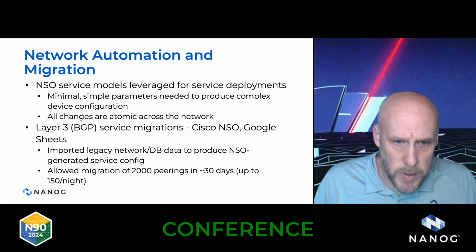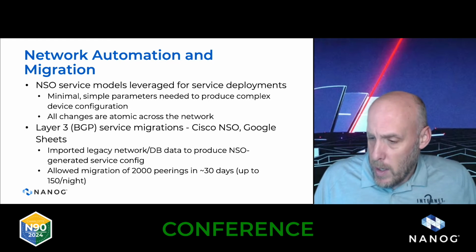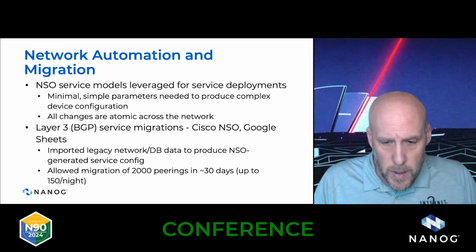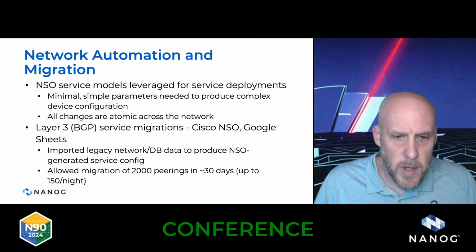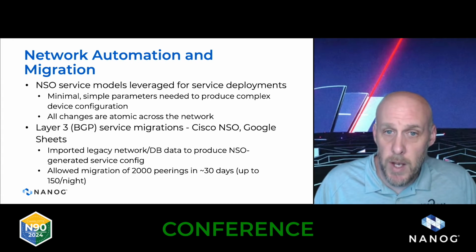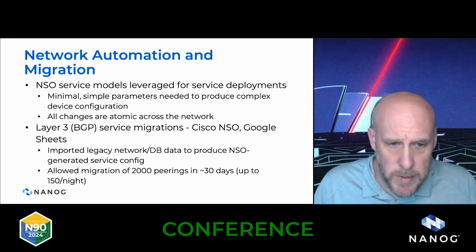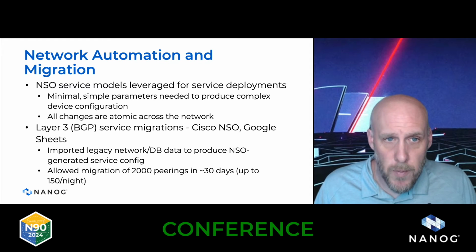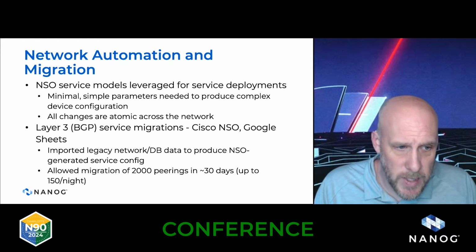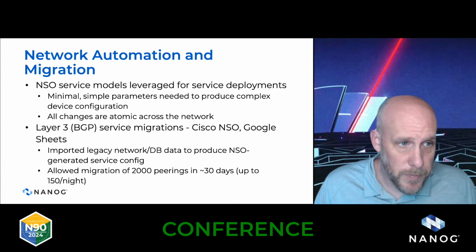I'll cover this in more detail later. We essentially imported our legacy BGP peerings from the network configuration and from a custom database into a Google Sheet, and produced output that we can then use to configure NSO. Again, we had 2,000 peerings in 30 days, and at the end, we were doing about 150 a night. And the last night, we did those 150 in about 15 minutes with almost no issues to note.